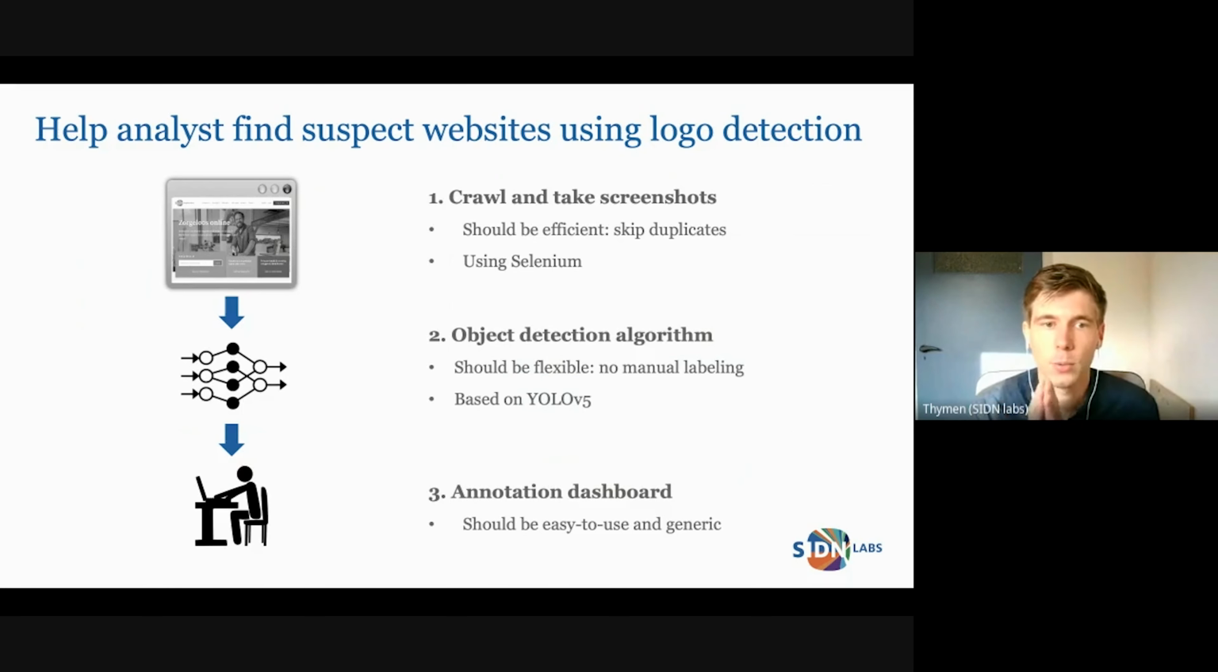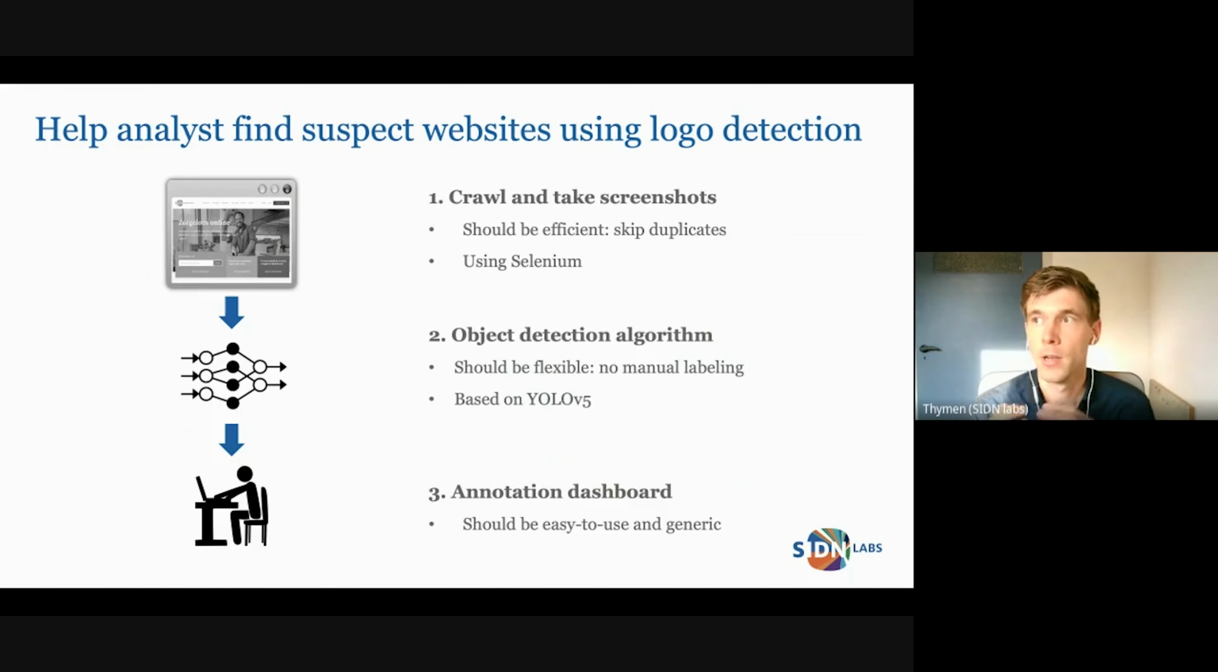So the first thing that we do is we crawl .nl domain names, and we take screenshots. But as I already told you, there are 6.2 million domain names. So taking screenshots of all those web pages takes a lot of time, because you have to load all the resources, you have to render the web page. It's taking a lot of time. So we have to be efficient. So we came up with a method to skip duplicates.